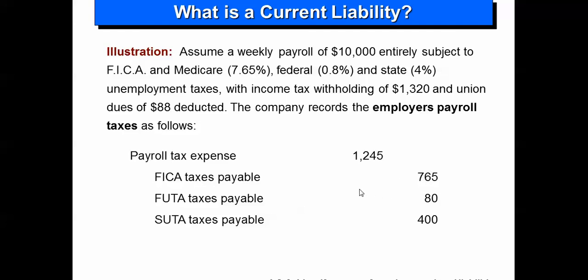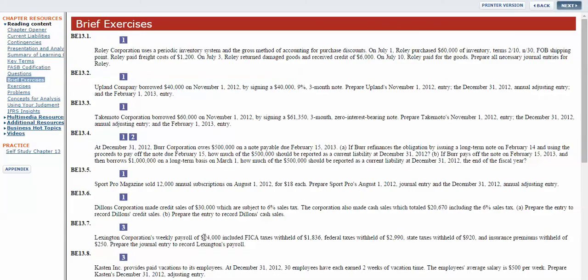So to do this problem, we have the payroll of $24,000, taxes withheld of $1,836, federal taxes withholdings. So we have FICA tax, federal tax, and the state withholdings. These are all going to come out of the employees' payroll along with the insurance.